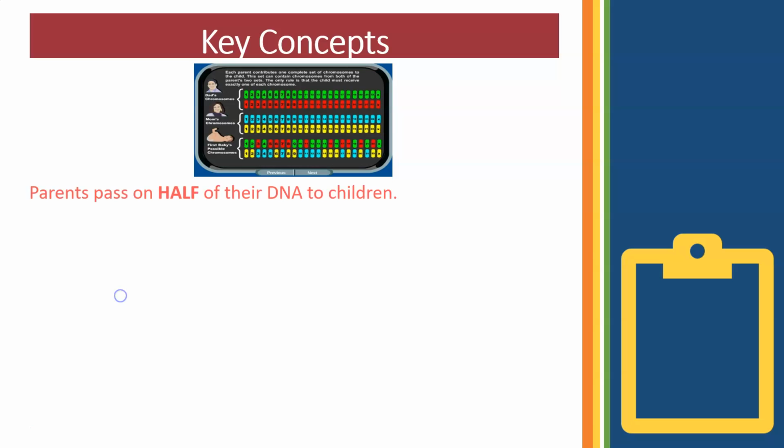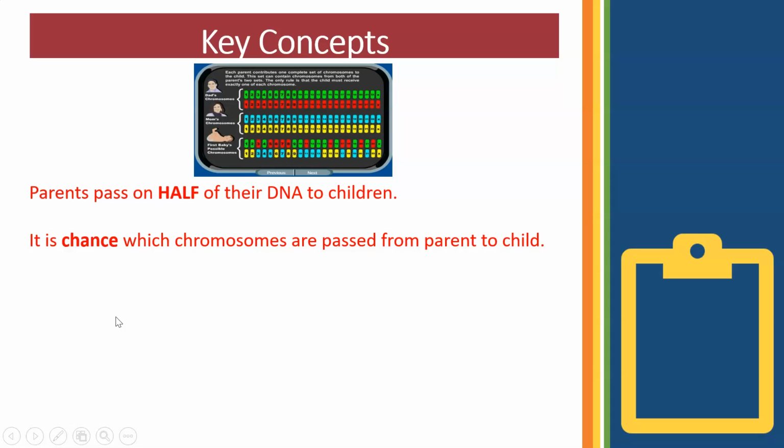First, parents pass on half of their DNA to their children. We saw this when we were doing our simulation. The egg cells and the sperm cells only had half of mom and dad's chromosomes, 23 chromosomes, instead of the full 46. Second, it's totally chance which chromosomes are passed from parent to child.